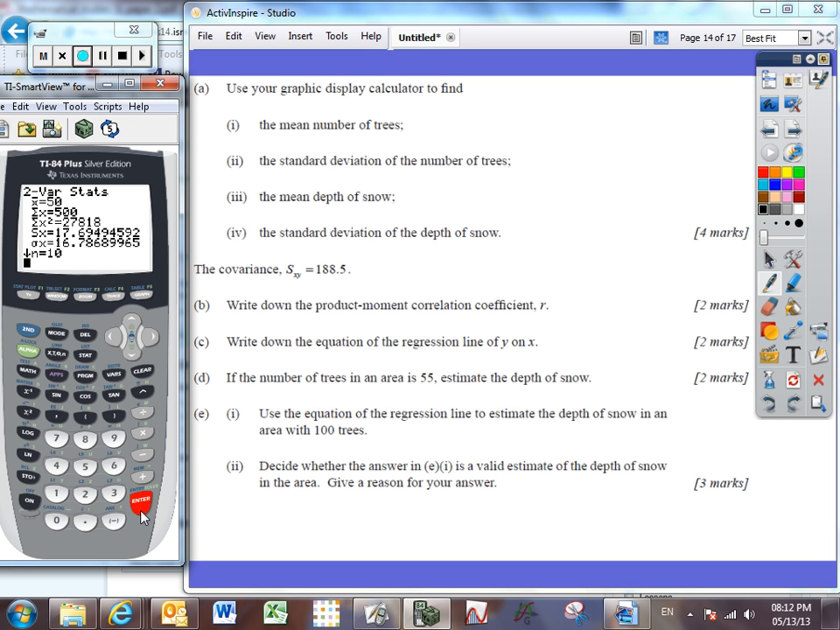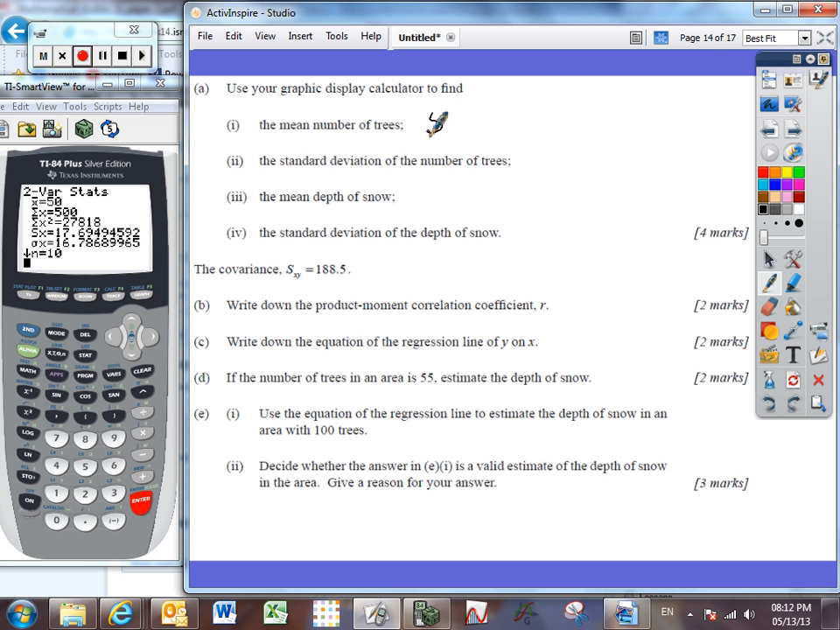I need to find the mean number of trees. So the trees was my x variable. My mean I can see right here is 50. And the standard deviation of trees I can see right here. Don't take the Sx, take the strange squiggly σx. And if I round it to 3 significant figures, we get 16.8.